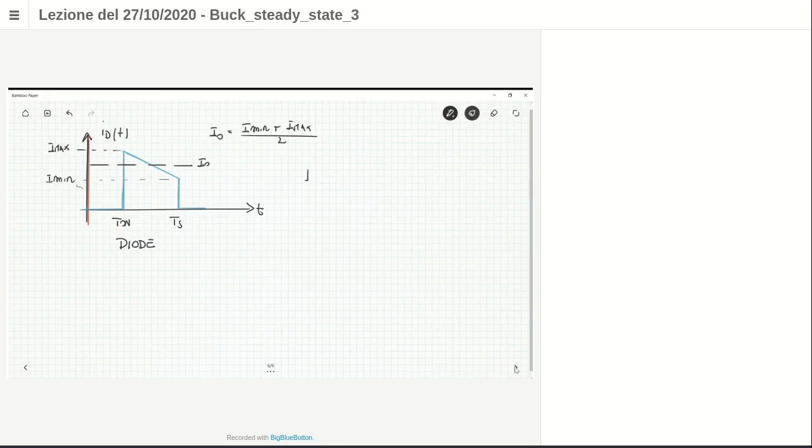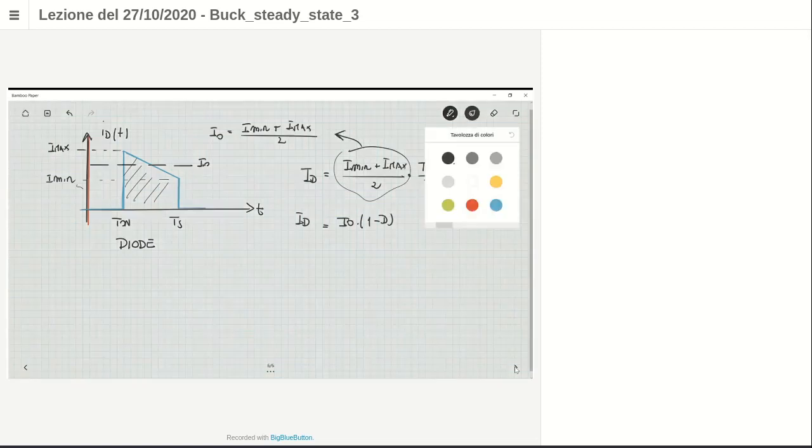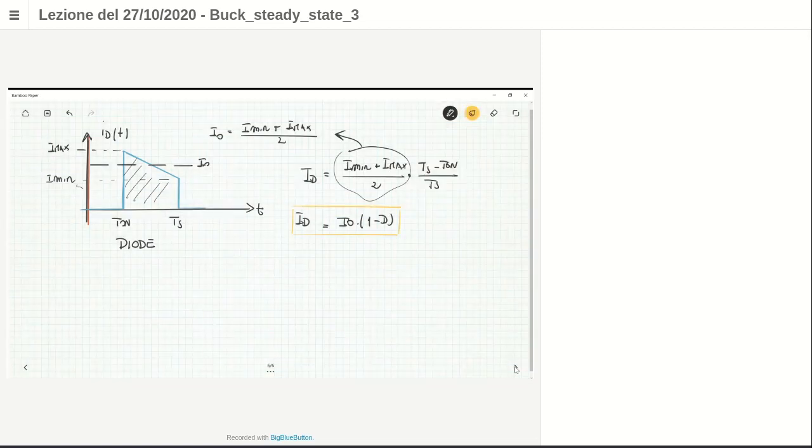So the average value of the current across the diode, ID, is given again by computing the area under this trapezoid and averaging it over the Ts period. Again, we have to get the area of this trapezoid, so I minimum plus I maximum divided by 2, multiplied by the base, which is now Ts minus Ton, divided by Ts. I minimum plus I maximum divided by 2 is I naught. Ts minus Ton divided by Ts is 1 minus D. And so this is a very important parameter for my diode average current.